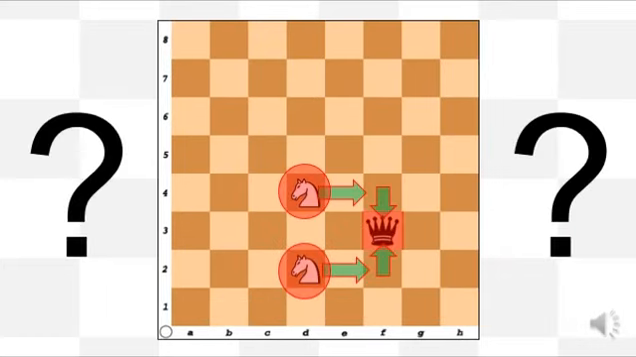So going back to another previous example, what would be the notations for these captures involving these two knights that are on the same file?